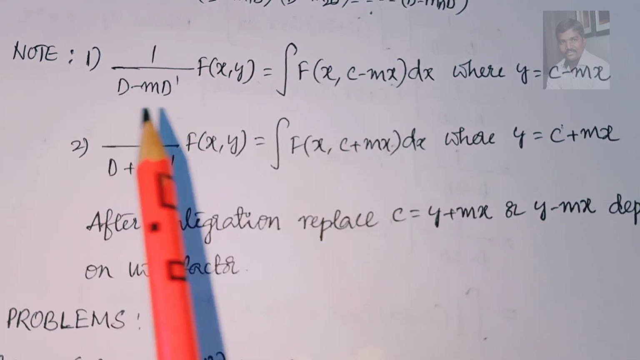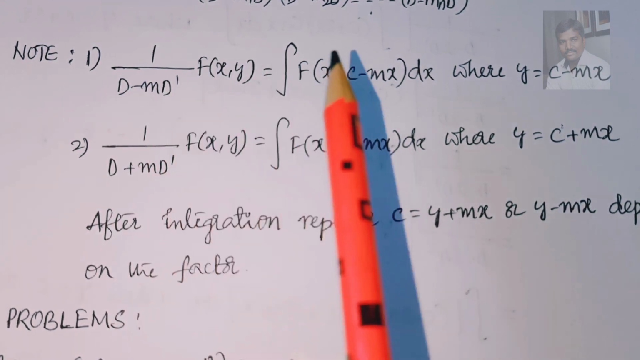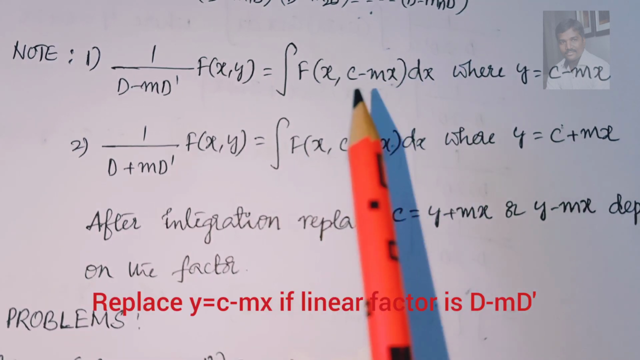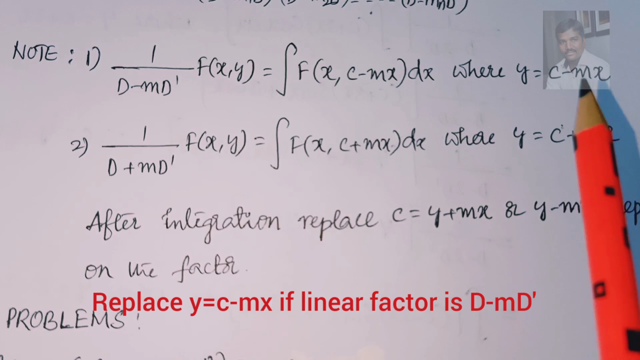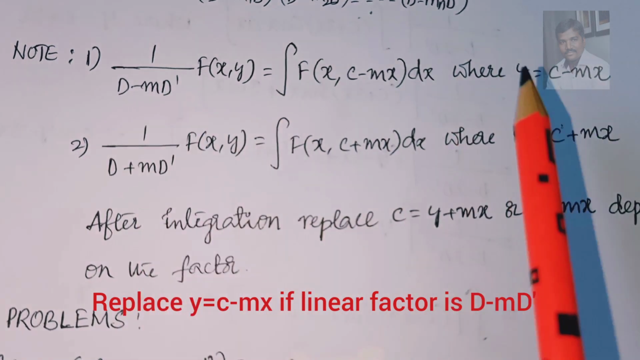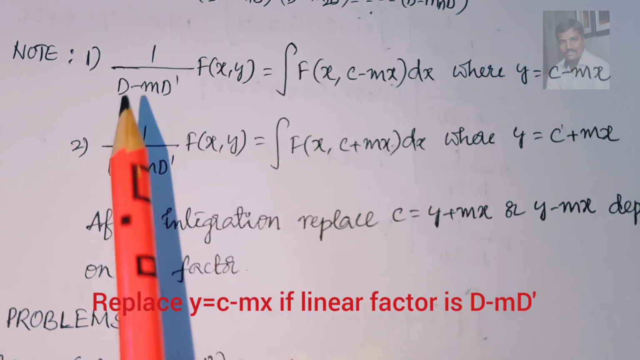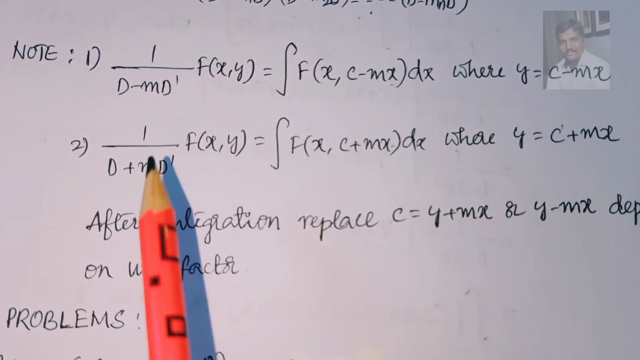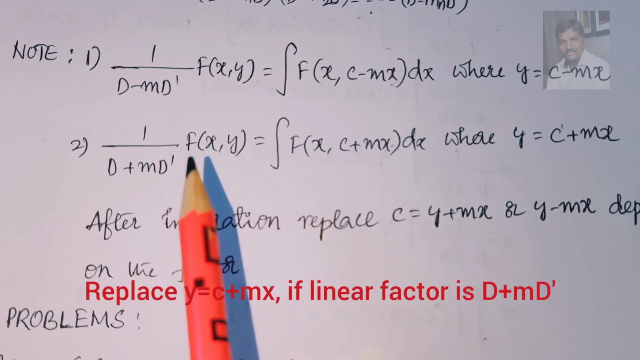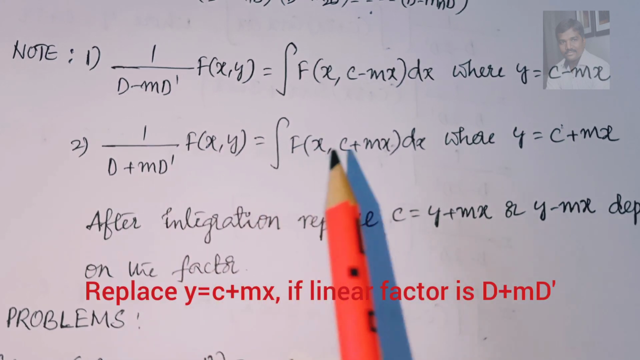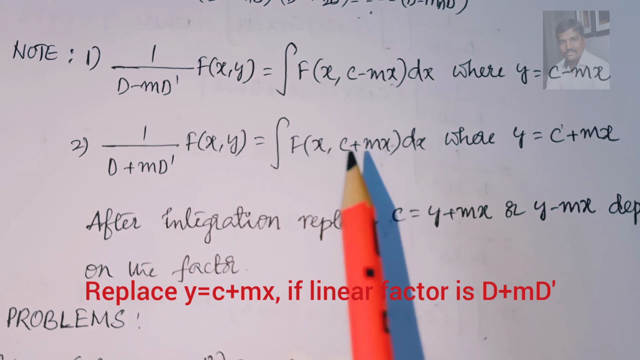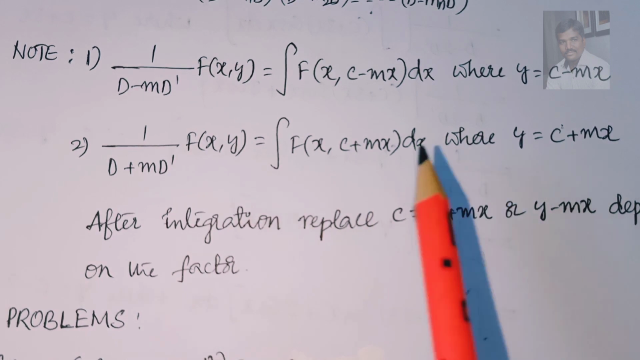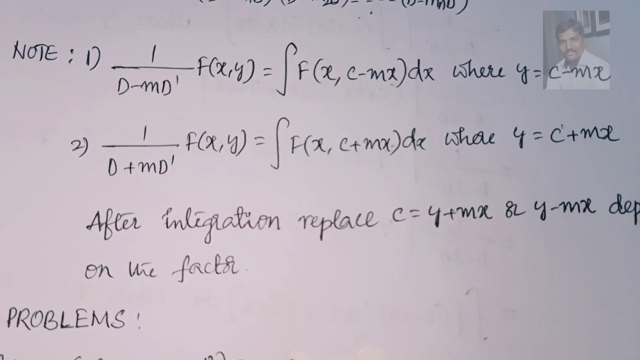Since we are taking this as a function of D only, for the integration with respect to x we have to replace y with c minus mx. For (D minus m D dash), we replace with c minus mx. Remember, D minus m D dash, c minus mx. If the factor is in this form, 1 by (D plus m D dash) of f of x, y is equal to the integral of f of x comma c plus mx dx, where y is equal to c plus mx.